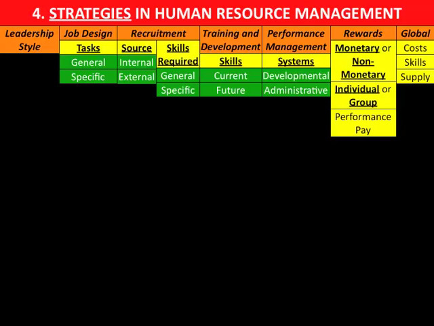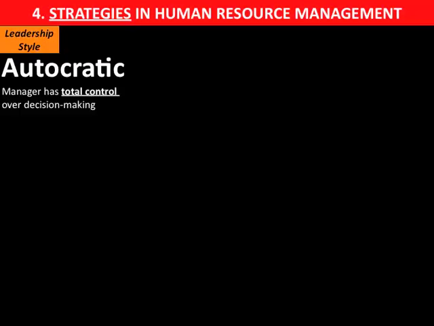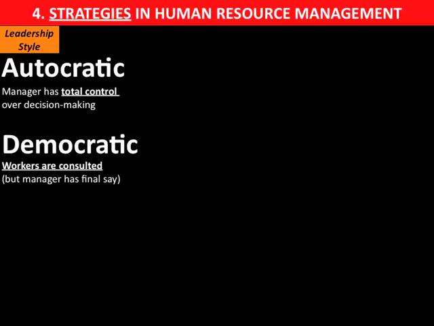So the first thing we're going to look at is leadership style, for the managers especially. So we're going to look at 3 different leadership styles, despite the fact that there are lots and lots of them. It really comes down to 3 basic ones. We're going to look at autocratic, so that's where the manager just has total control over decision making. You do as I say when I say it. Democratic decision making, where the workers get consulted, but the manager still has a final say. So you ask the workers what they want, but then you make your decision anyway.